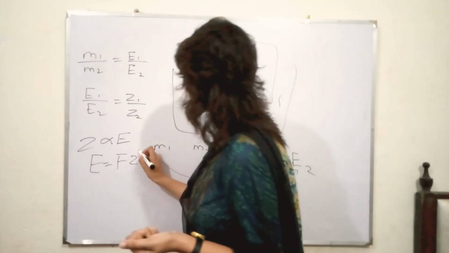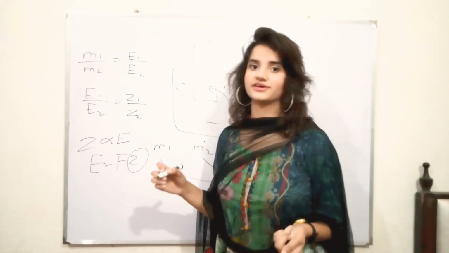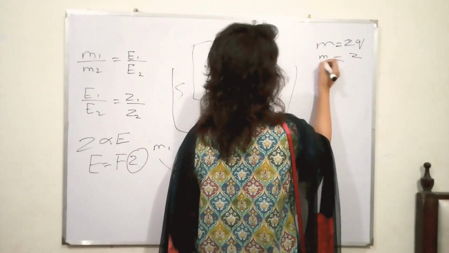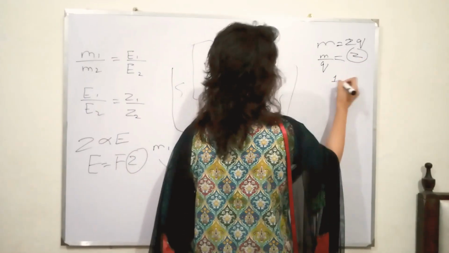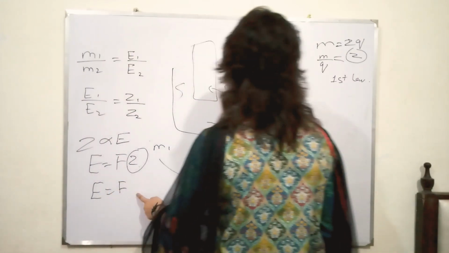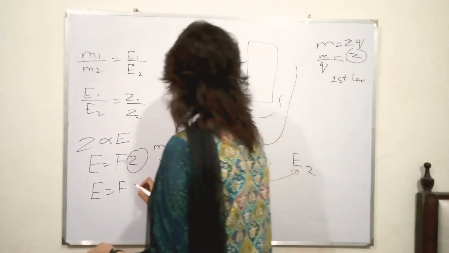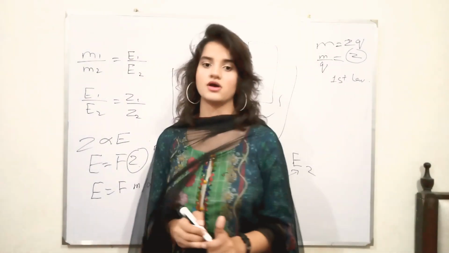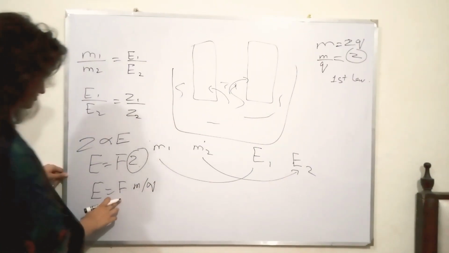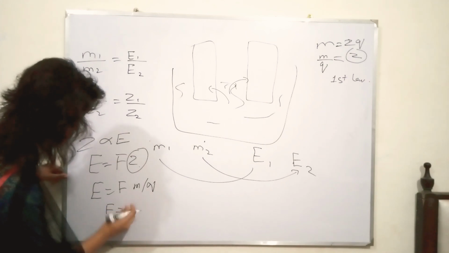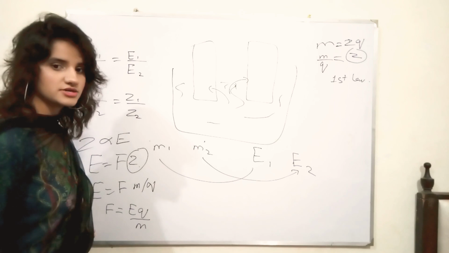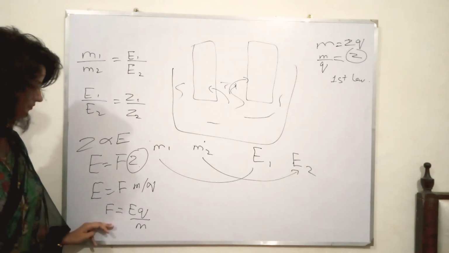Let me tell you about this. In the last equation we studied that M is equal to ZQ, and Z becomes equal to M over Q. In this condition, according to the first law of Faraday, we add it here: E is equal to F times M over Q. Now we want to get to know about F. Simply, F is equal to EQ over M. Now we are clear with that: F is equal to EQ over M.